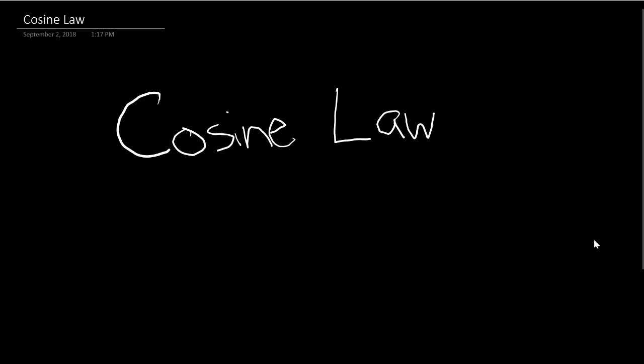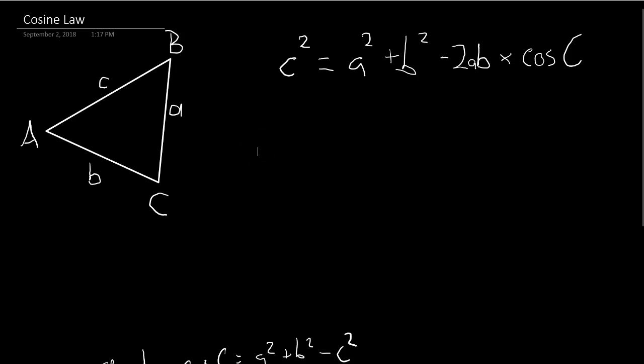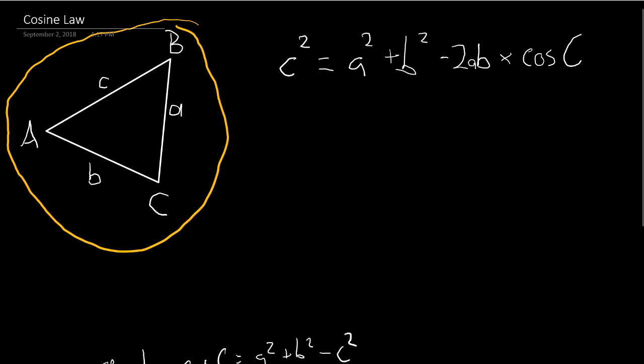This is Mr. Smith, and this is cosine law. So in cosine law, I want to draw your attention over to the triangle over here that I circled. In triangle ABC, as we've seen before, the way you're going to do cosine law is actually using this formula right beside it. And you can actually rearrange this formula to solve for an angle.